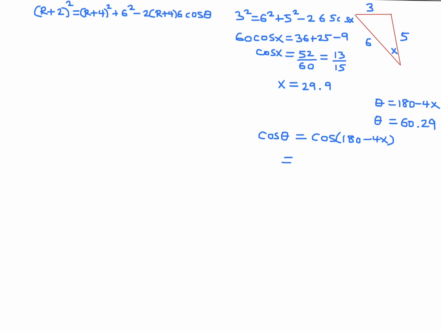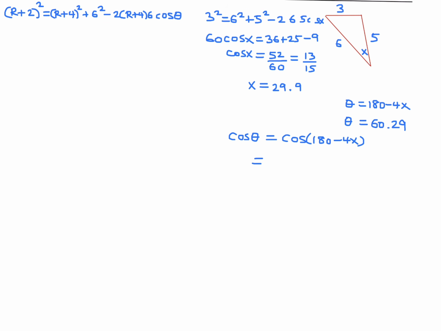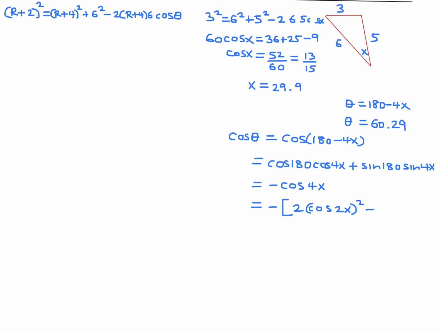You guys remember the identities, right? So this one would be cos of 180 cos of 4x plus sine of 180 sine of 4x. Well, the good news is sine of 180 is 0, so this whole thing vanishes, and cos of 180 is negative 1, so this actually becomes negative cos of 4x. Okay, we're down to that. Well, it's still not done because for cos of 4x, we have to use the double angle identity, right? So the double angle identity is 2 (cos 2x) all squared minus 1.